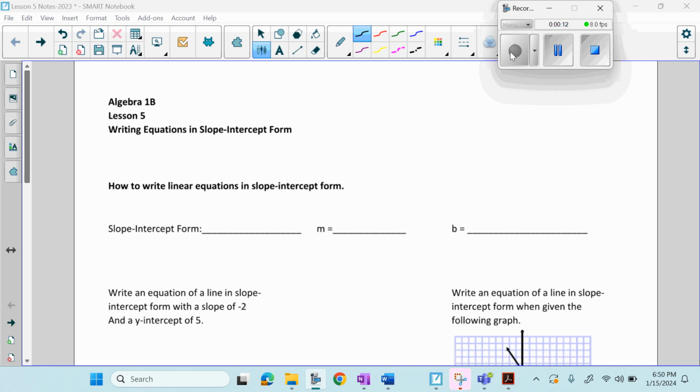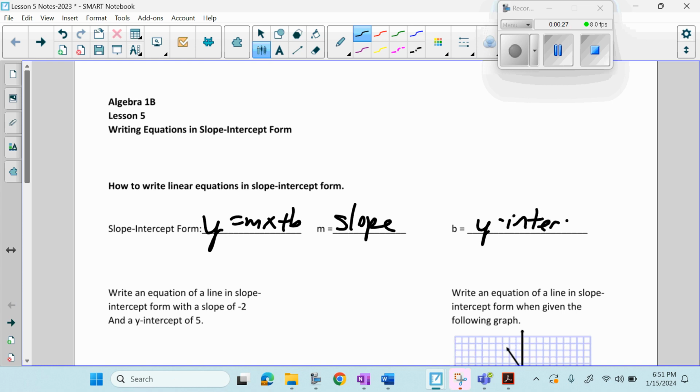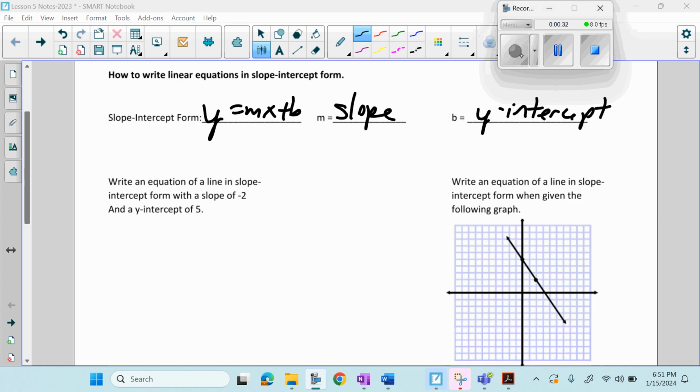So if you'll recall, slope-intercept form is y equals mx plus b, where m is our slope and b is our y-intercept. And don't forget, y-intercept is where it crosses the y-axis and not the x-axis. So right here, that's our y-intercept.